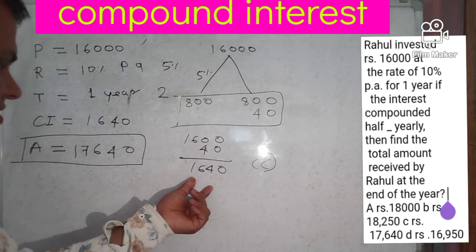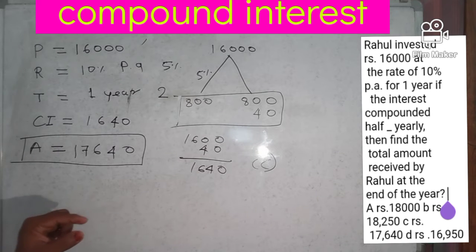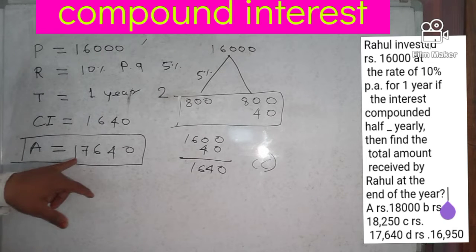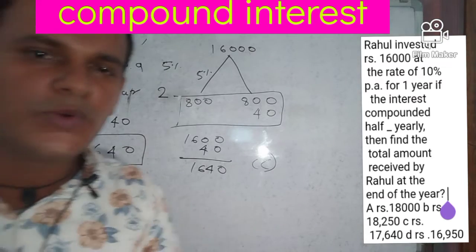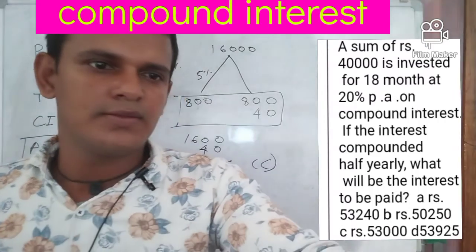This is a compound interest. We need what will be the total amount. Total amount is 17,640. So move to question number 3.